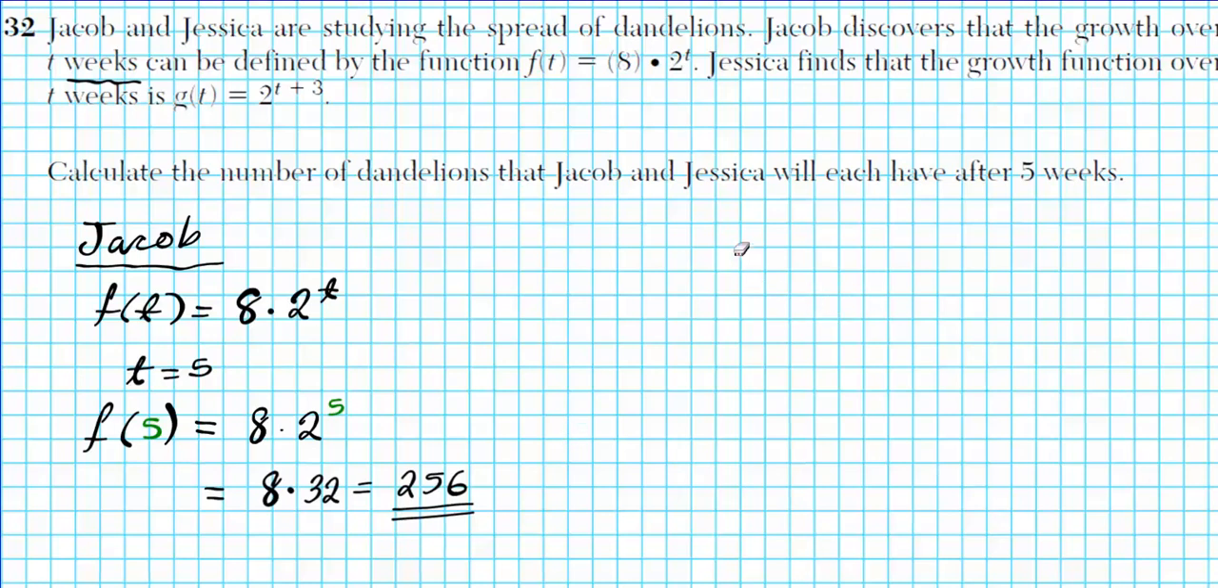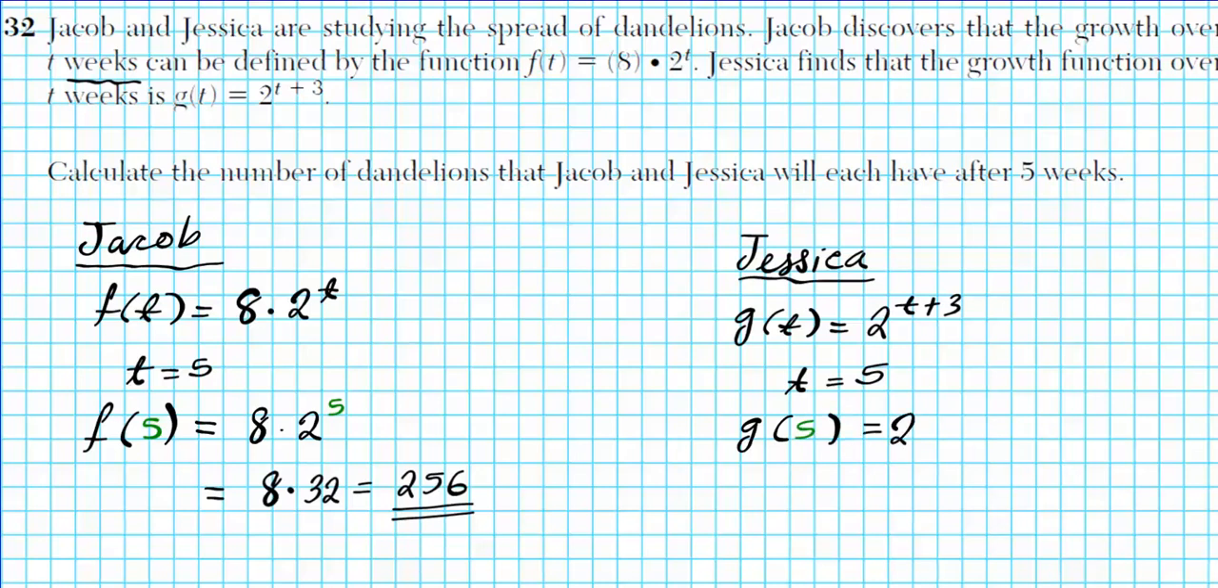Okay, how about Jessica? Jessica has her own exponential function here, g of t equals 2 to the t plus 3. So when t is equal to 5, how many dandelions will Jessica have? This can be determined by substituting 5 for t in her function. So we have 2 to the 5 plus 3, because t is 5.